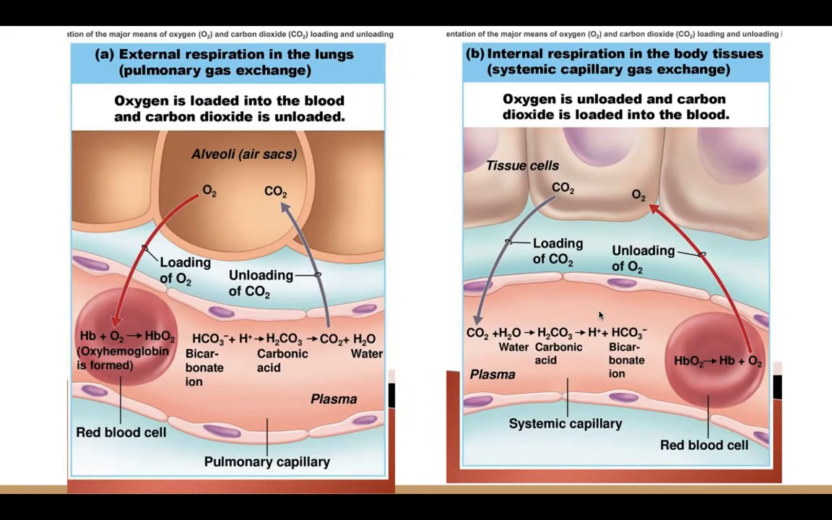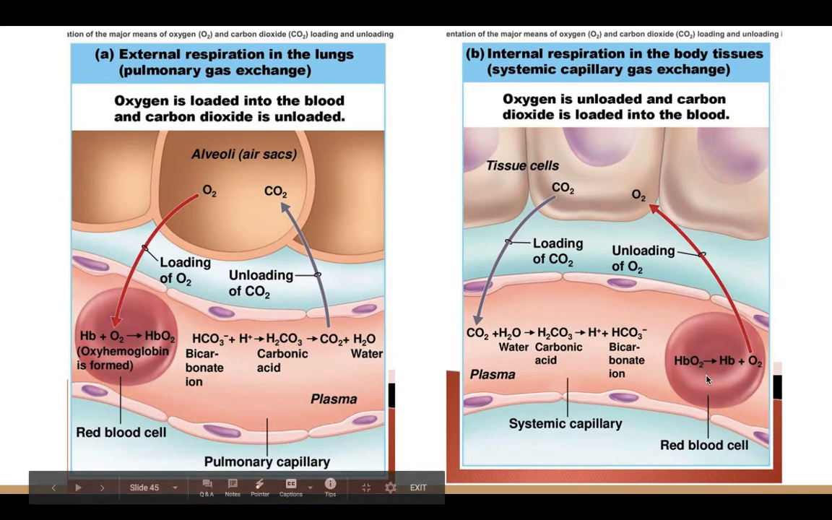So here's a couple pictures. So external respiration in the lungs. We have oxygen going from the alveoli to the pulmonary capillary. And red blood cells pick it up, and carbon dioxide is unloading to the alveoli. Internal respiration, oxygen is unloaded and carbon dioxide is loaded into the blood.